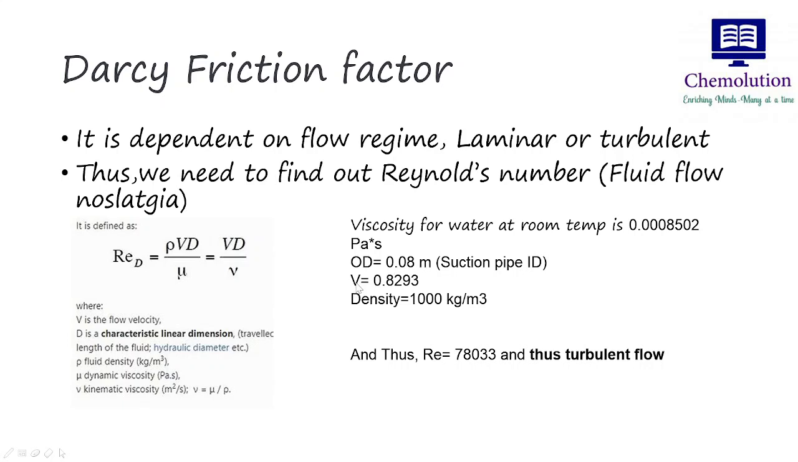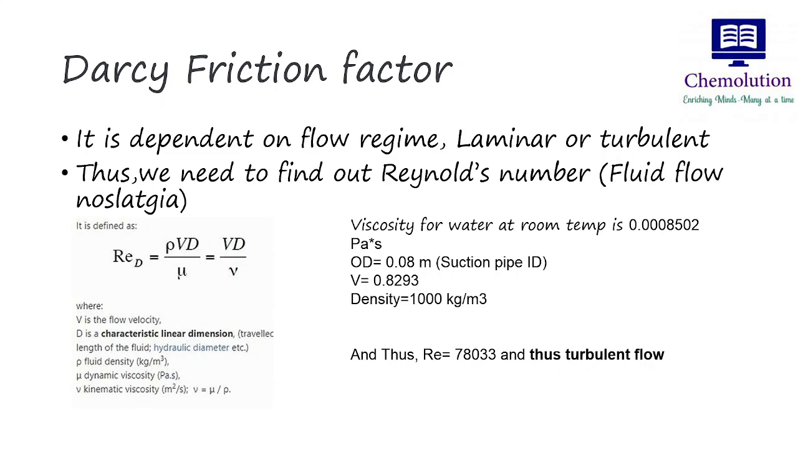The velocity after calculation is 0.8293 meter per second, and density is 1000 kg per meter cube. So if you put all these values in this equation, you will find the Reynolds number is 78,000. Now if the Reynolds number is higher than 2100, then the flow is in transition or transitional flow, and even higher is then turbulent flow.